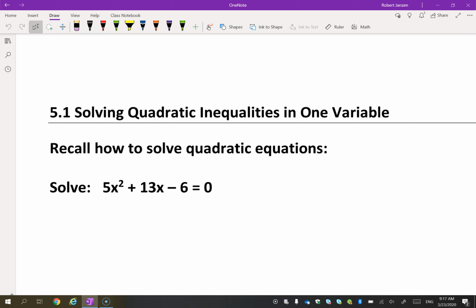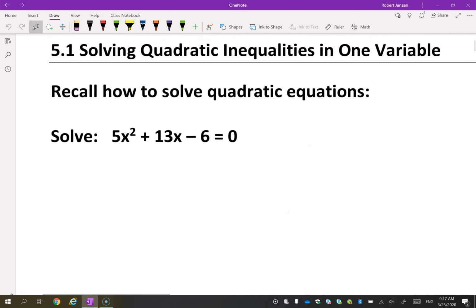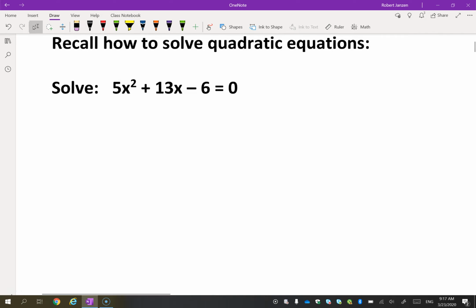All right, so this unit, solving quadratic inequalities. So there's the big difference from the previous unit. Last unit we talked about quadratic equalities, in other words, equations. If you remember what an inequality is, that's the greater than or less than signs. Before we do that, a quick refresher.